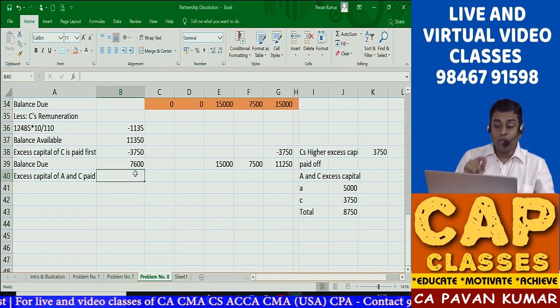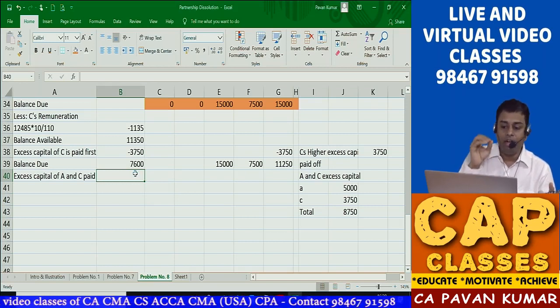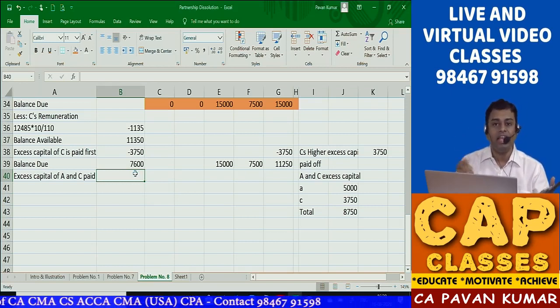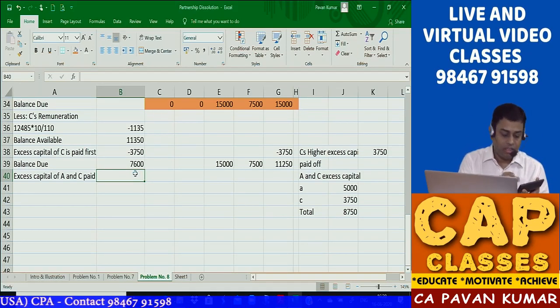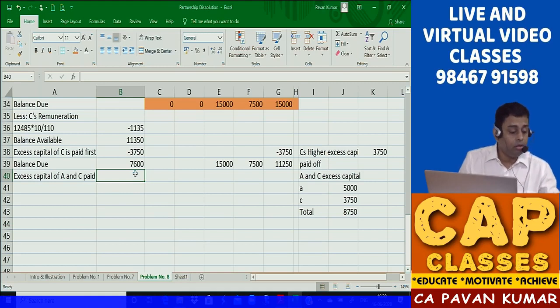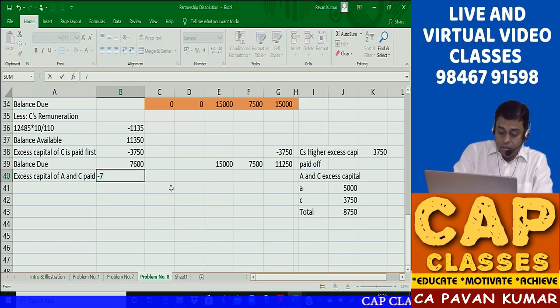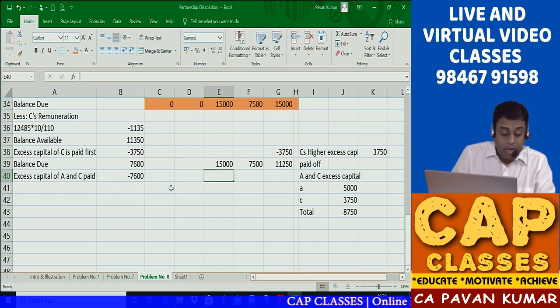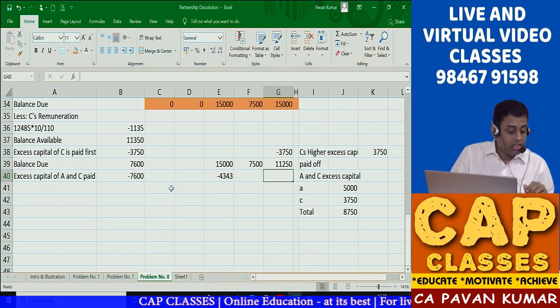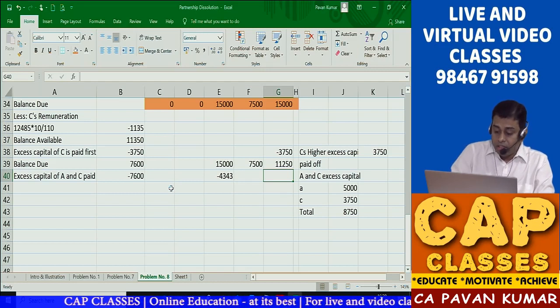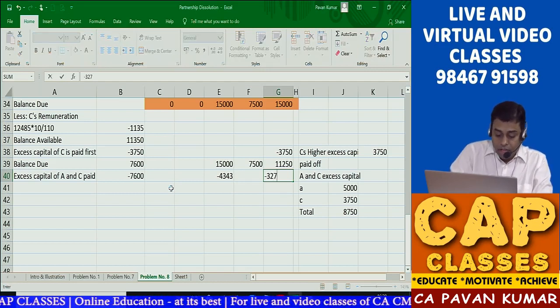Okay, so this 7,600, whatever is available, distribute between A and C in their 4:3 ratio. So 7,600 divided by 7, 1085 into 4. That is coming to 4,343. How is that being paid? For 3 portions it is 3,257.